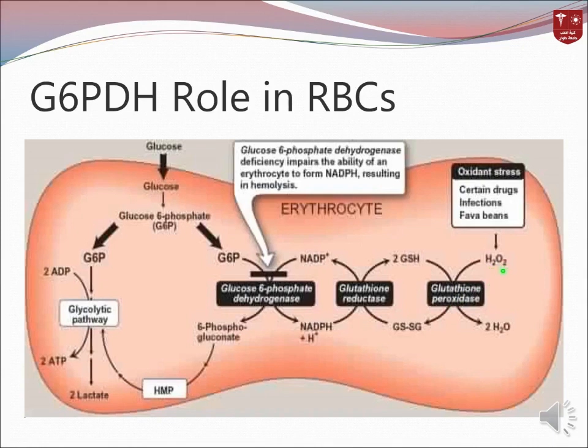هيعمل ايه بقى الفري راديكال ده when it accumulate؟ سيفير اوكسيديتيف ستريس في الريد سيل، سيفير دامج للبروتينز والليبيدز بتاعت الريد بلود سيل، والخلايا دي تبتدي تتكسر.